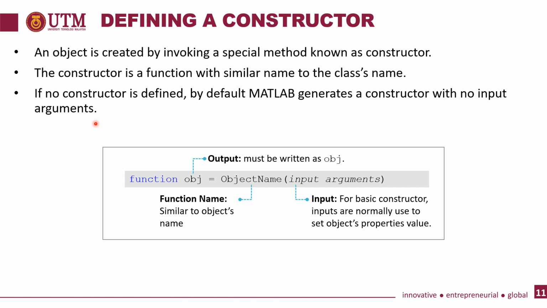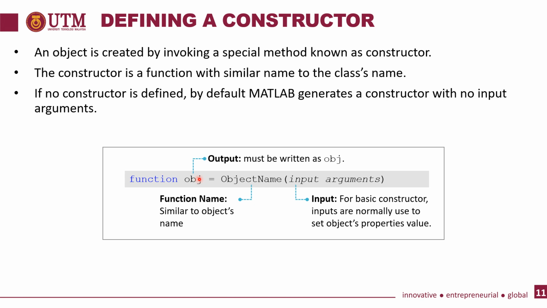In order for you to define a constructor, you must put this command inside your methods. Inside the class it has properties and methods, right? Properties is all about the data or variables, methods is all about the functions. So you must put this function inside your methods, inside your class. In order to define a constructor, you must write function obj.